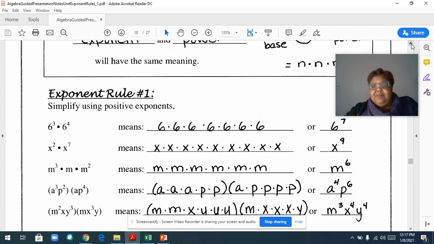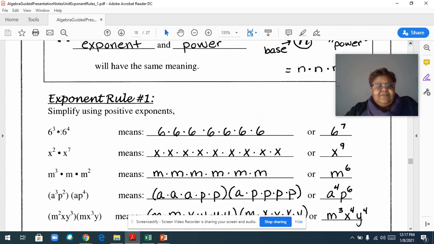I gave you a hint at the beginning. Okay, so 6 to the 4, to the 3 times 4, 3 plus 4 is 7. So I have 6 to the 7th power. 2 plus 7 here is 9. So I have x to the 9th power. So you see, we're adding the exponents.